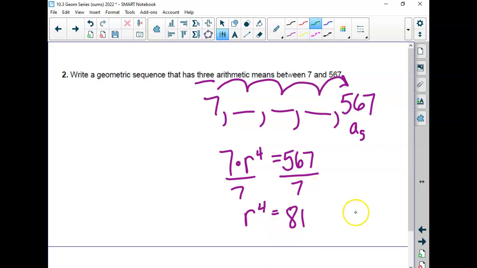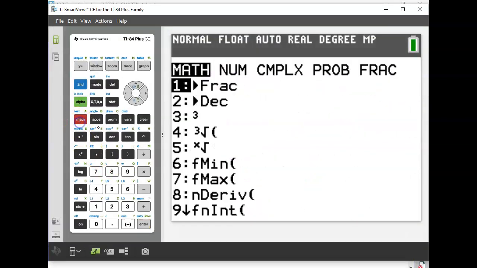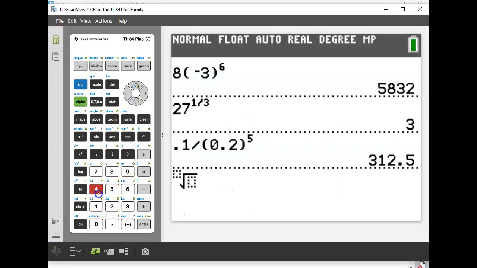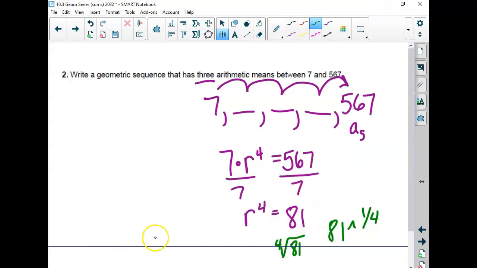And then you can either do the 4th root, which would be under math, or I would prefer 81 to the 1/4 power. I guess I'll show with that button again if you need it. It's under math, it's choice 5. You'd say the 4th root of 81. Should be 3, I think. Okay, so we found r is 3.